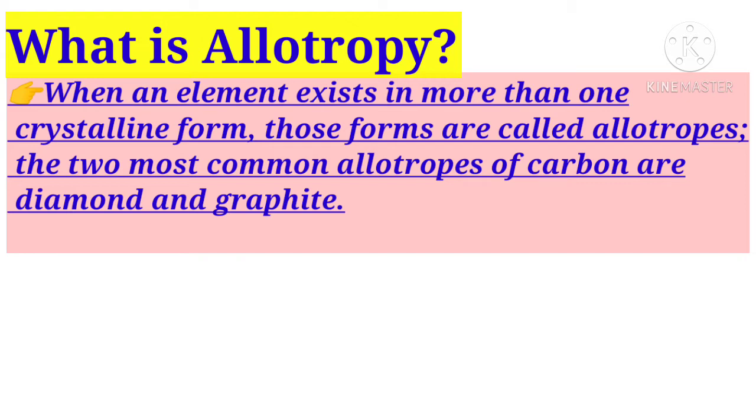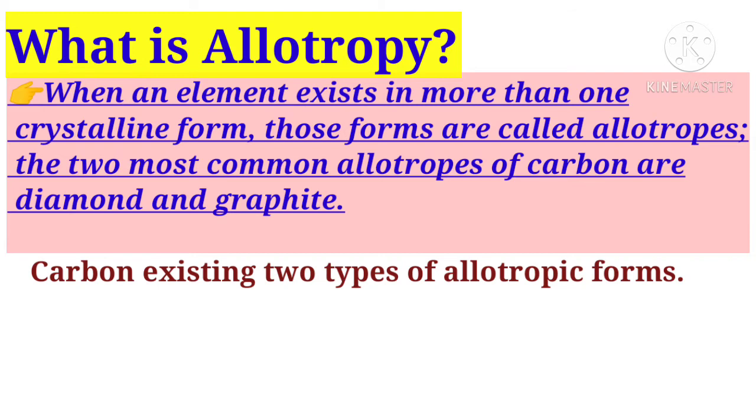What is allotropy? The allotropic forms or allotropes are the different forms of the same element having different physical properties but almost similar chemical properties. The phenomenon of existence of allotropic forms of an element is called allotropy. All the elements of group 14 except lead exhibit allotropy.